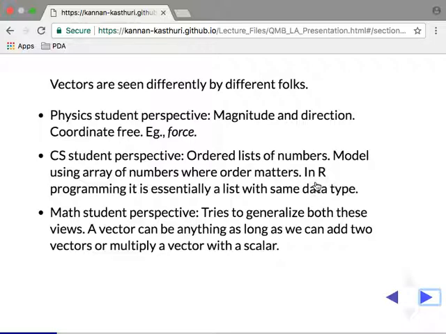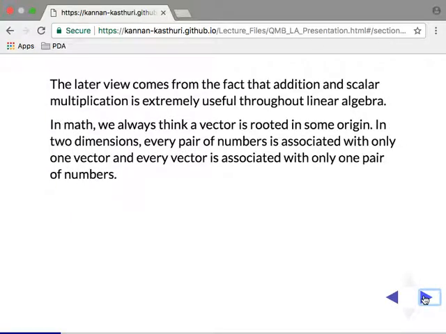Whereas a math student tries to generalize both these views. A vector has a magnitude and direction, as well as being some bunch of numbers. So that kind of integrates, right? The latter view comes from the fact that both addition and scalar multiplication are extremely useful throughout linear algebra. These are two fundamental operations.